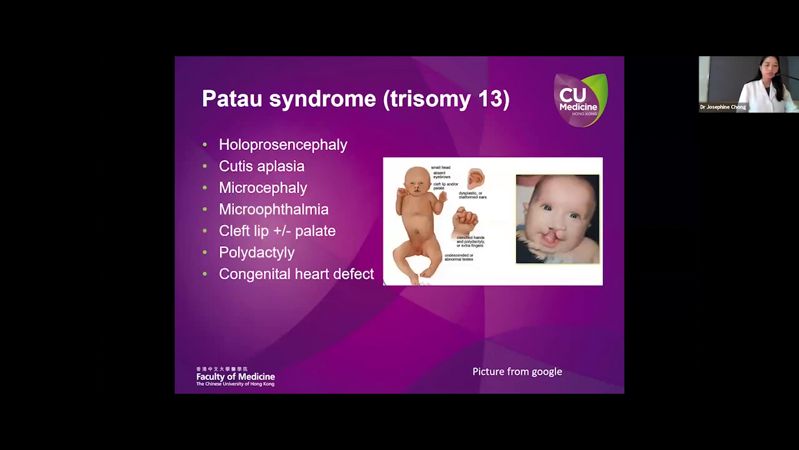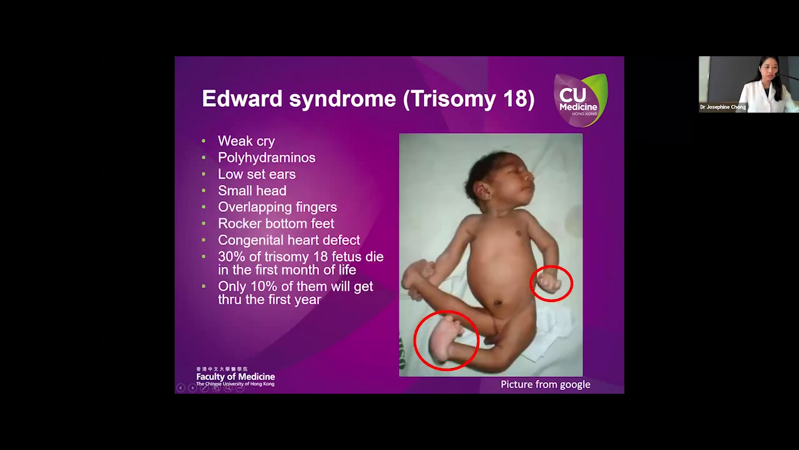For Patau syndrome, it is a trisomy 13. This group of patients in the past, usually people say it is lethal. Lethal in a way that the patient will have holoprosencephaly, and those patients usually could not maintain good cardiac and also respiratory functions, so they will have an early death. And patients will have microcephaly and also different structural abnormalities and also congenital heart defects.